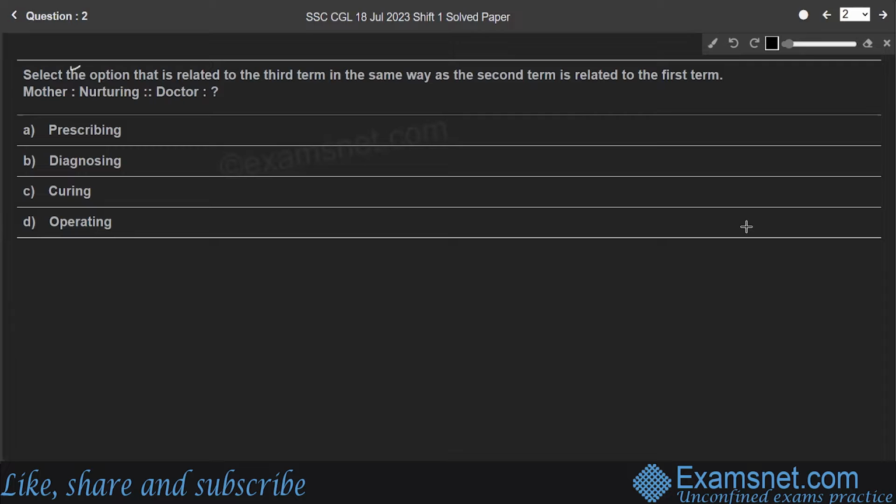Question number 2. Select the option that is related to the third term in the same way as the second term is related to the first term. Here the first term is mother, which is related to the second term, nurturing. So a mother nurtures her child. Similarly, doctor is related to curing, because a doctor cures his patients. Therefore, option C is the right answer.